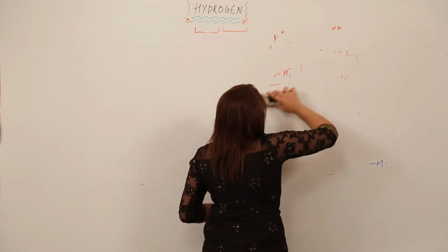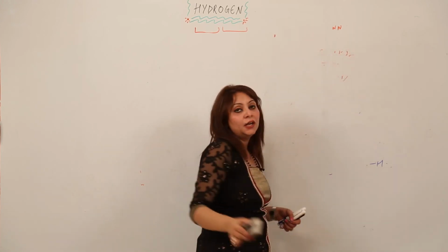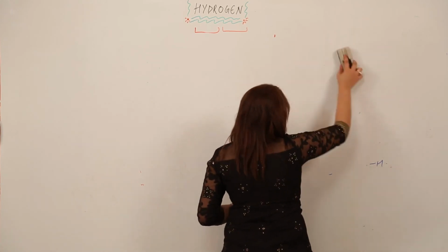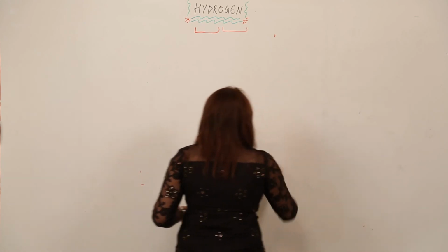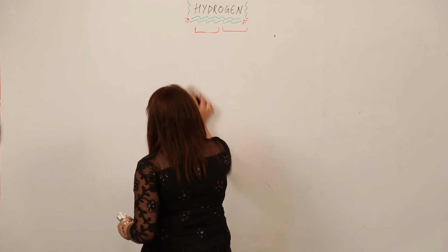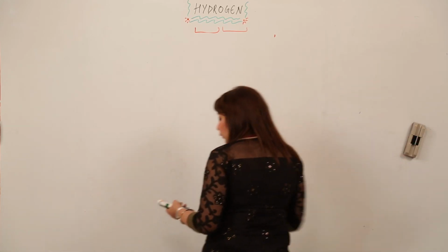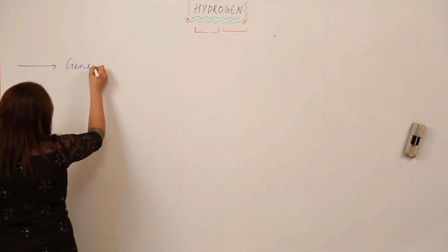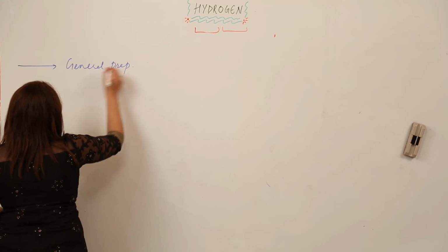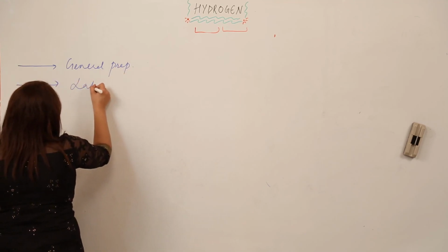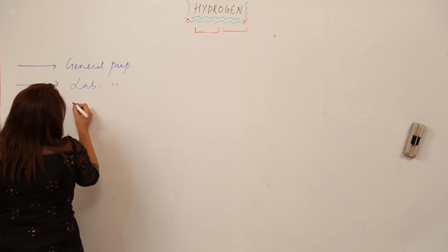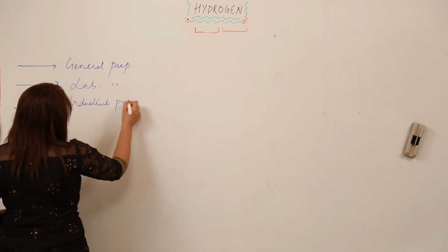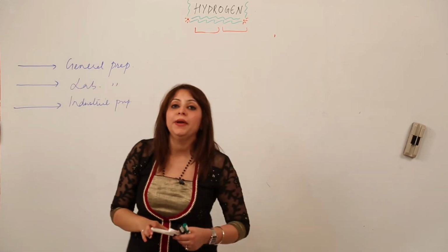So the next topic we are going to start today is the preparation of hydrogen, that is, the different methods by which hydrogen can be prepared, right. Actually we have three types of preparation. One is the general preparation, another is the lab preparation, and the third one is the industrial preparation. So by these three different methods we can prepare hydrogen, right.